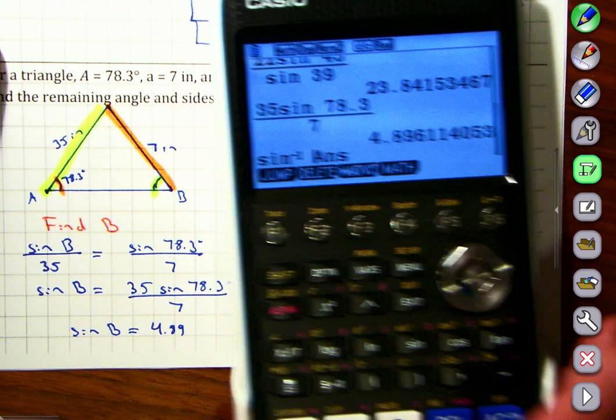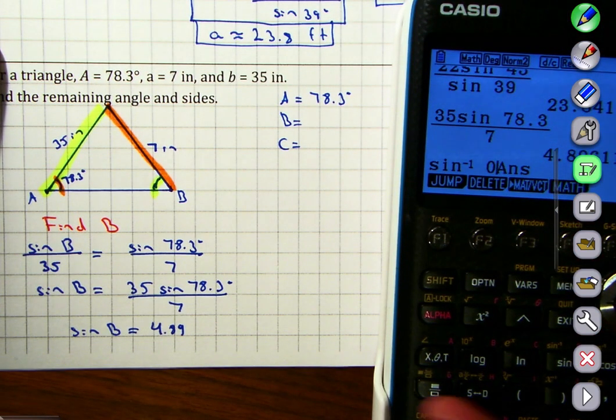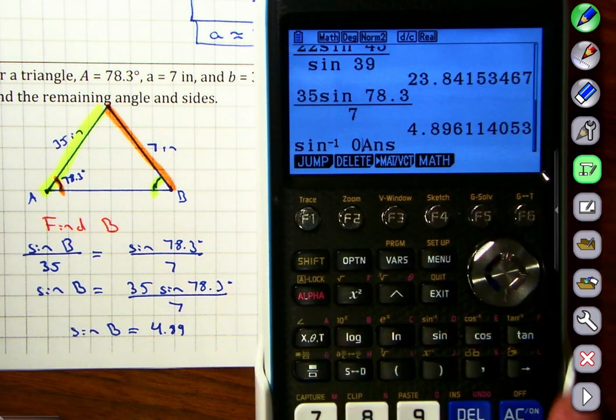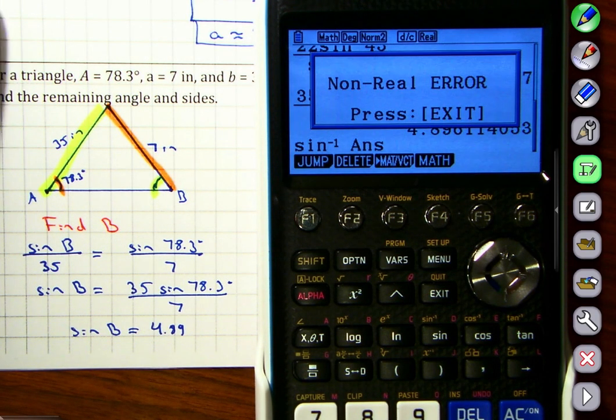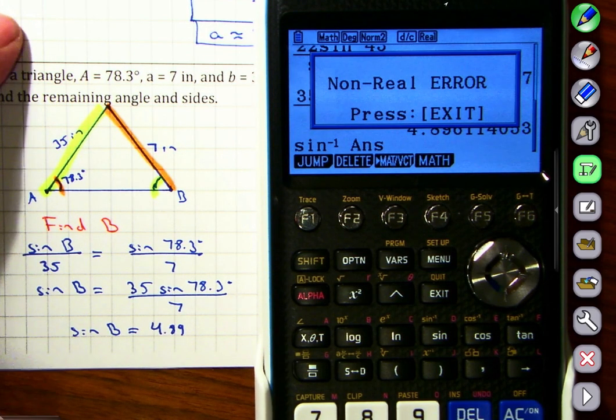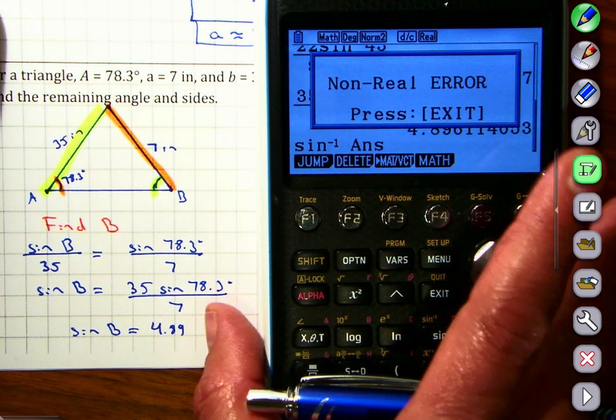Do you guys catch my mistake? So what is my mistake in this case? Did you get an error as well? Correct, so we get an error. So can you guys think about why am I getting an error?